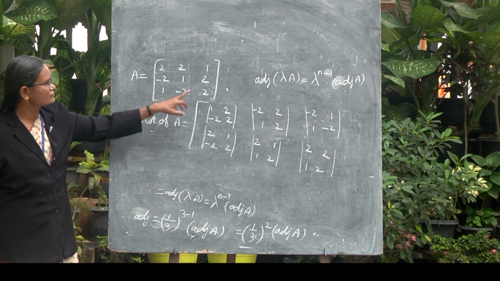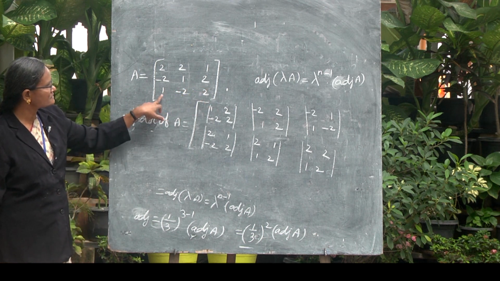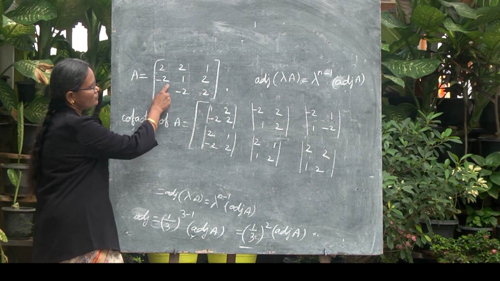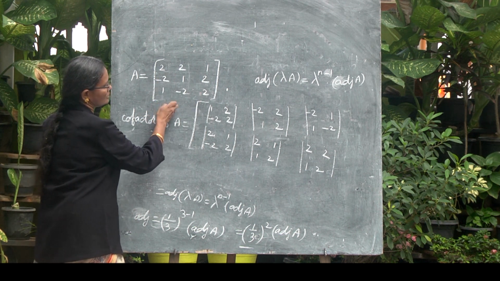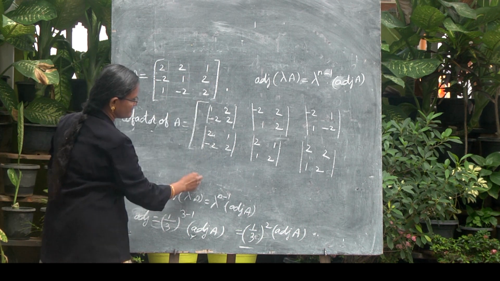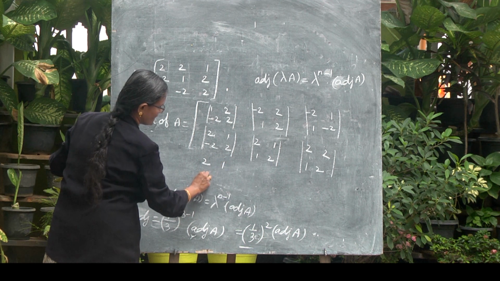This is the minor of 2. Next, consider the third row. Third row, first column, 1. Position of 1 is third row and first column. Ignore that, third row and the first column. What are the remaining elements here? 2, 1, 1, 2.